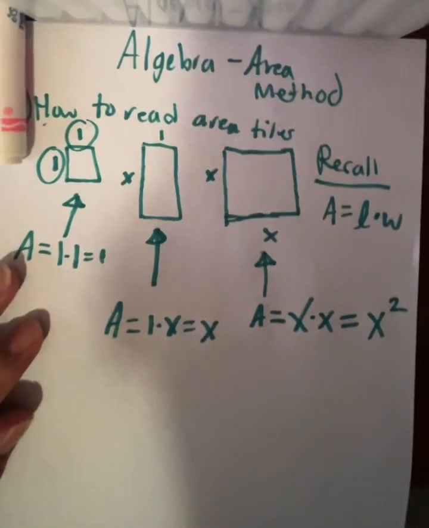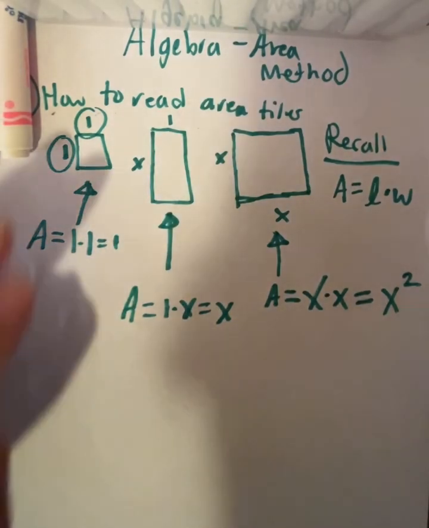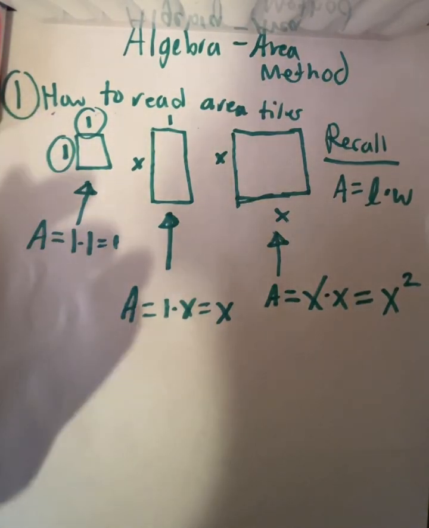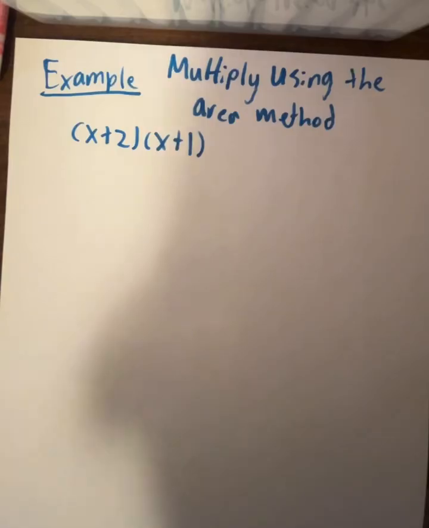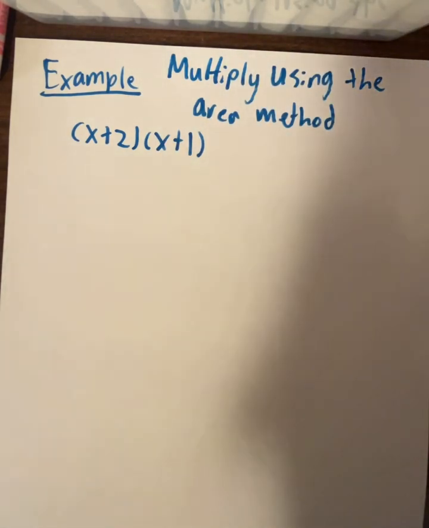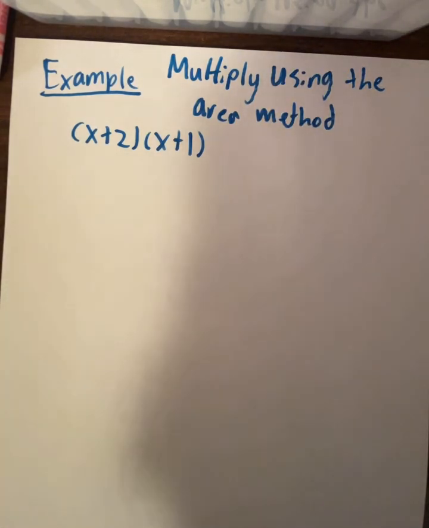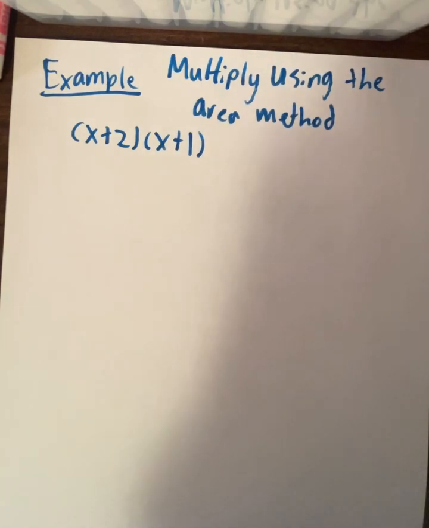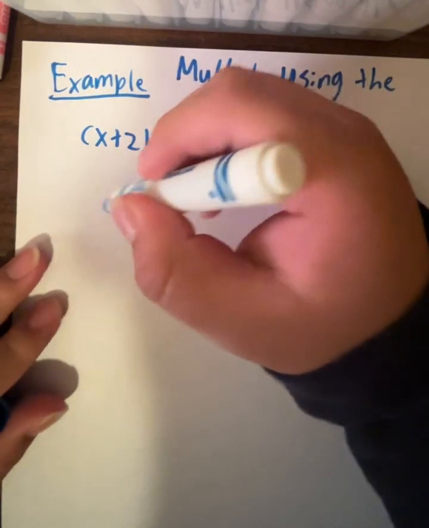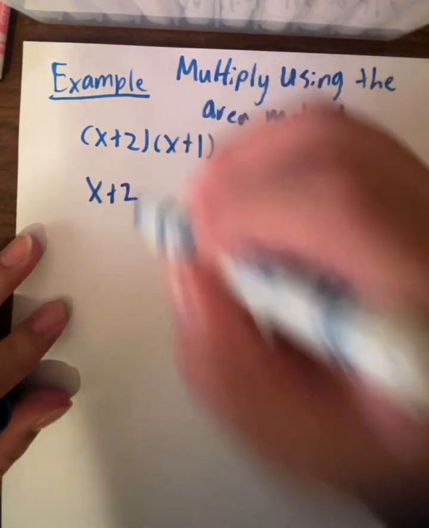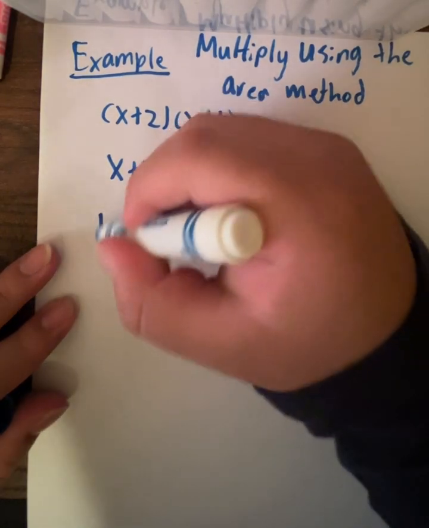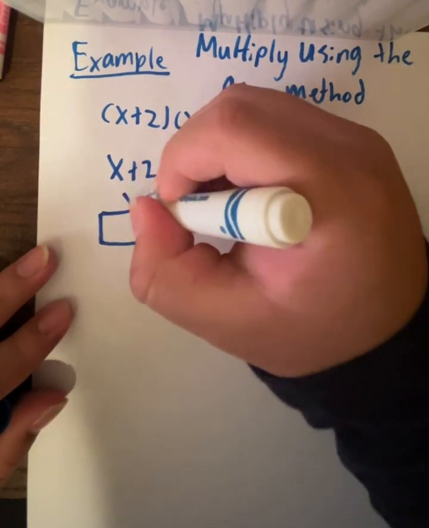And so when working these out, what do you think will be our purpose? How can we use this in the future? If you said something along the lines of to multiply, you're definitely correct. We can use our ideas by looking at tiles to multiply. And so we can start with x plus 2 times x plus 1. Our first step is to represent x plus 2.